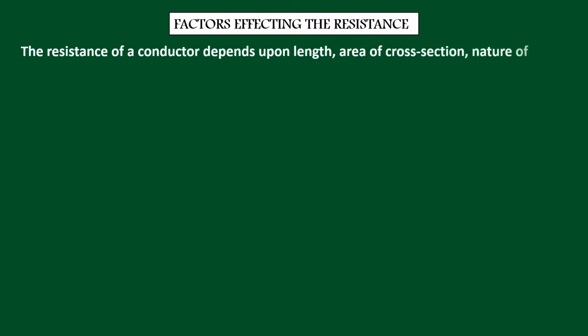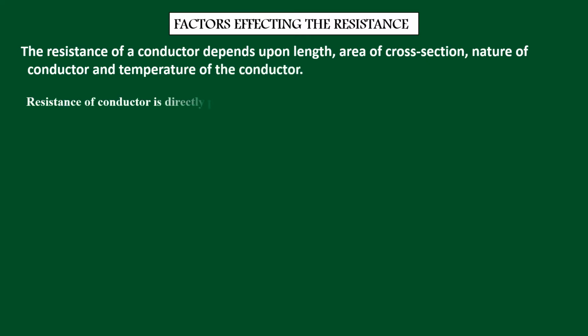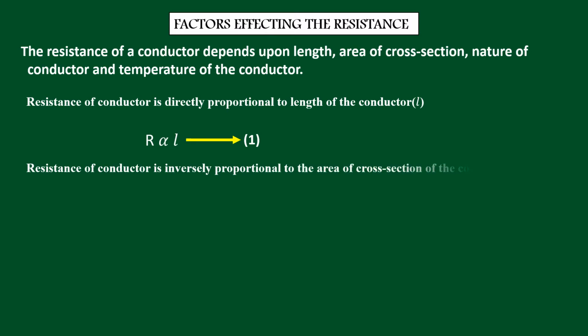Factors affecting the resistance. The resistance of a conductor depends upon length, area of cross section, nature of conductor, and temperature of the conductor. Resistance of conductor is directly proportional to the length of the conductor. So this gives R is proportional to L. Let this be equation 1. Resistance of conductor is inversely proportional to the area of cross section of the conductor. This is R is proportional to 1 by A. Let this be equation 2.